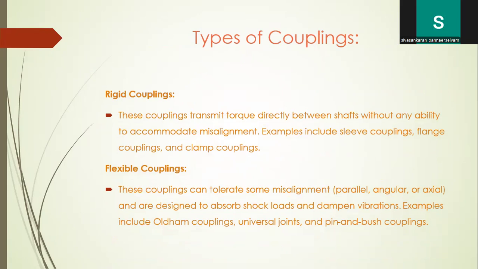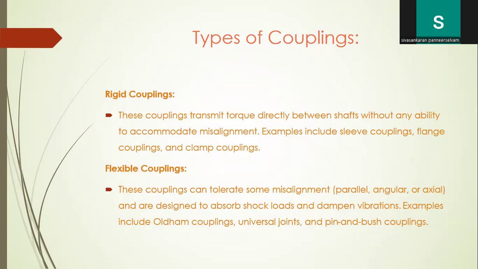What are the classifications of coupling? Basically there are two types. One is rigid coupling, the other one is flexible coupling. Under the category of rigid coupling, we can say flange coupling, sleeve coupling and the like. For flexible couplings, we can consider universal joint, Oldham's coupling. These are some of the classical examples given under each category.